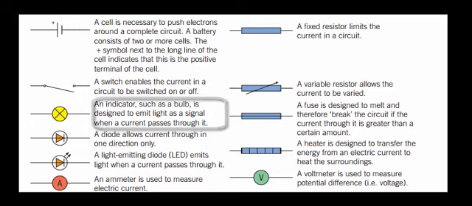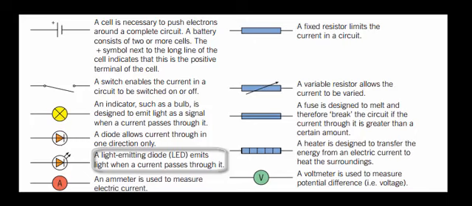An indicator, such as a bulb, is designed to emit light as a signal when a current passes through it. A diode allows current through in one direction only. A light-emitting diode, or LED, emits light when a current passes through it. An ammeter is used to measure electric current.